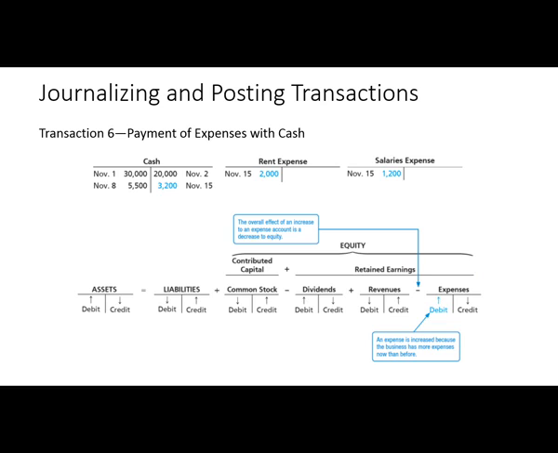Here we see everything posted. We see our cash gets a credit of $3,200 because cash decreased and it's an asset. And then both rent expense and salaries expense are expenses with a natural debit balance, and so they're increased. Also keep in mind that expenses are minuses in equity. So they're expenses. They're bad. They're something that the business wants to minimize as much as possible.